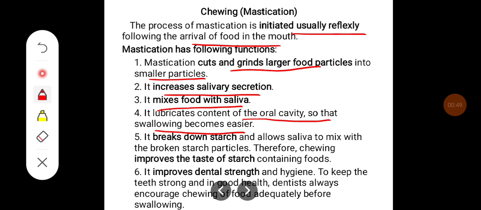It breaks down starch and allows saliva to mix with the broken starch particles. Therefore, chewing improves the taste of the starch containing foods. It improves dental strength and hygiene. It helps to keep the teeth strong and in good health. Dentists always encourage chewing of food adequately before swallowing.